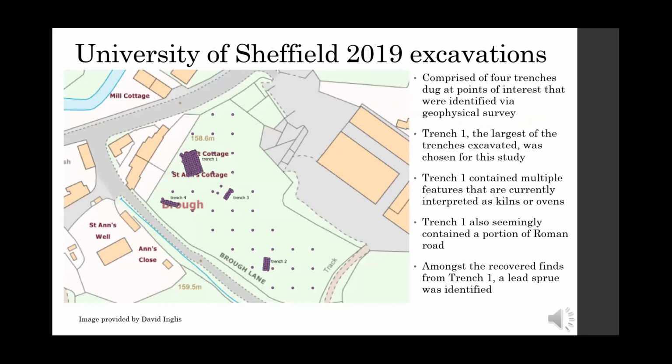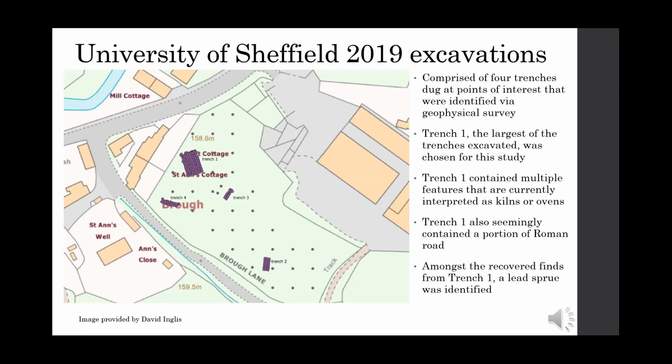The 2019 excavations that were undertaken by the University of Sheffield comprised of four trenches. Each trench was dug at a point of interest that was identified in the geophysical survey that was undertaken in the field in which the research was being undertaken.